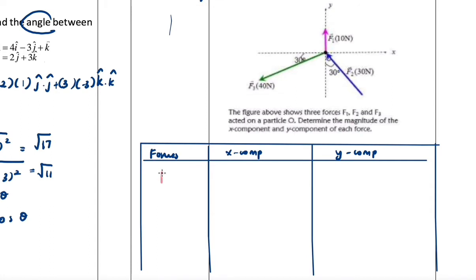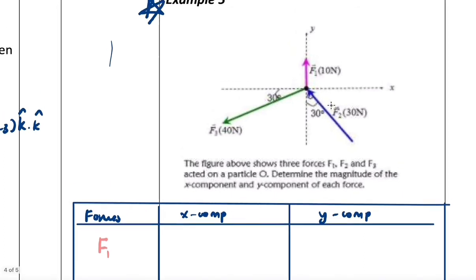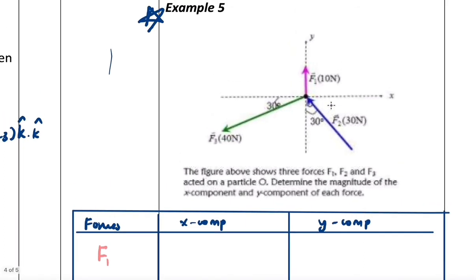Okay, the first one is F1. So for F1, kita tengok balik gambar ni. So our first step is untuk lukis. Okay, so if you look at this, vector kita is on the y-axis. So there is no x component. Dia hanya ada y component sahaja, sebab dia tak bergerak ke kanan atau ke kiri langsung, dia straight sahaja ke atas. This one is sebenarnya our F1y. Okay, and tak ada x component.